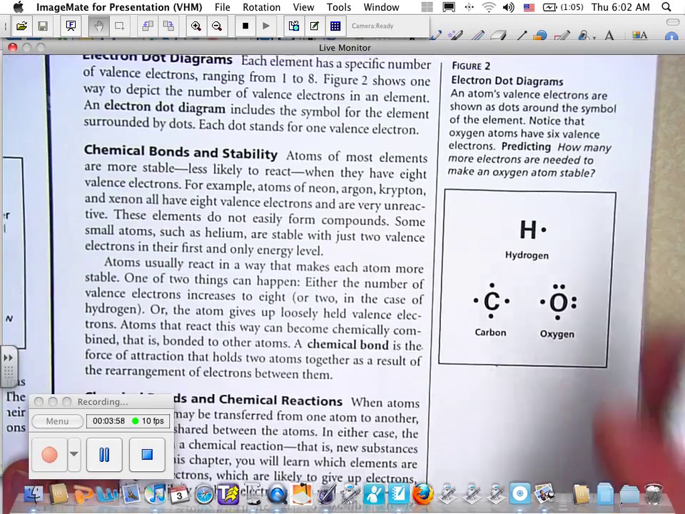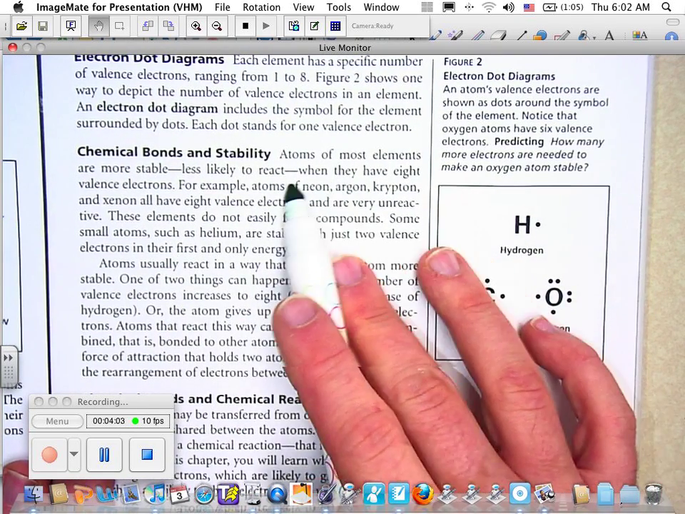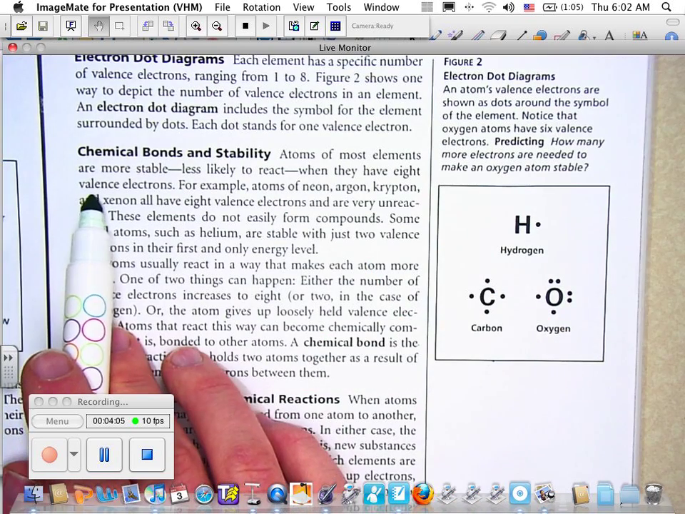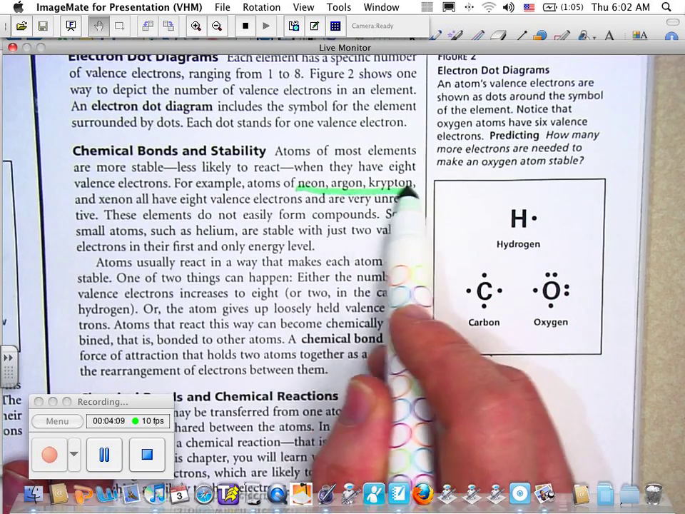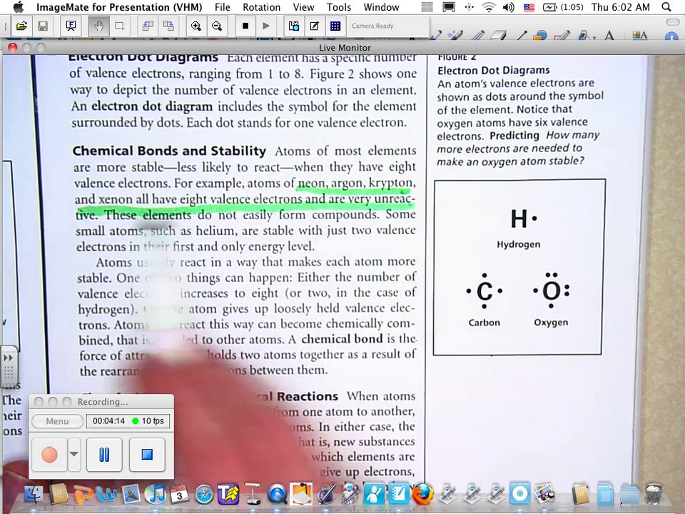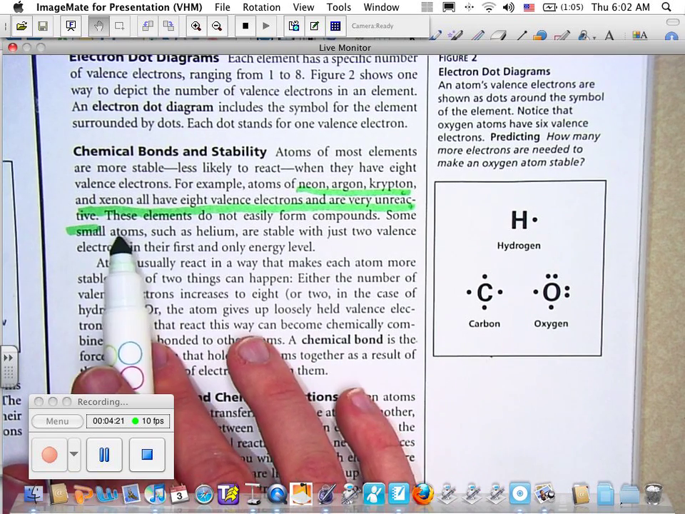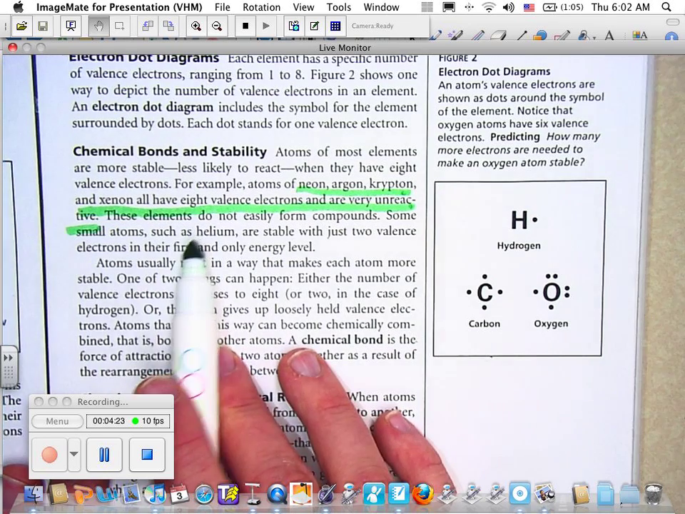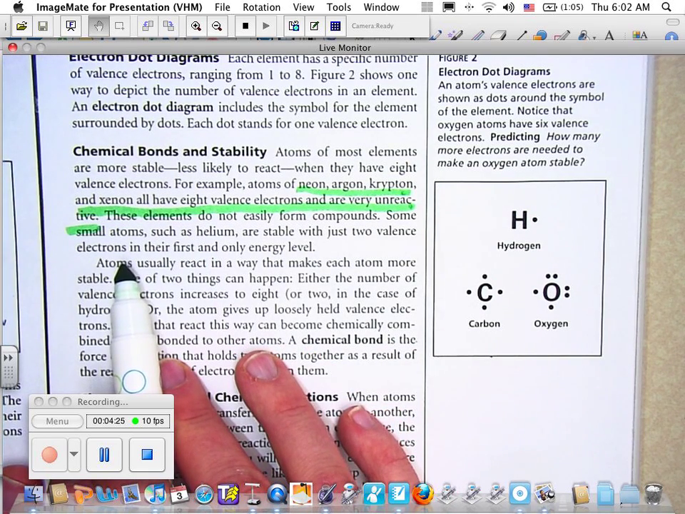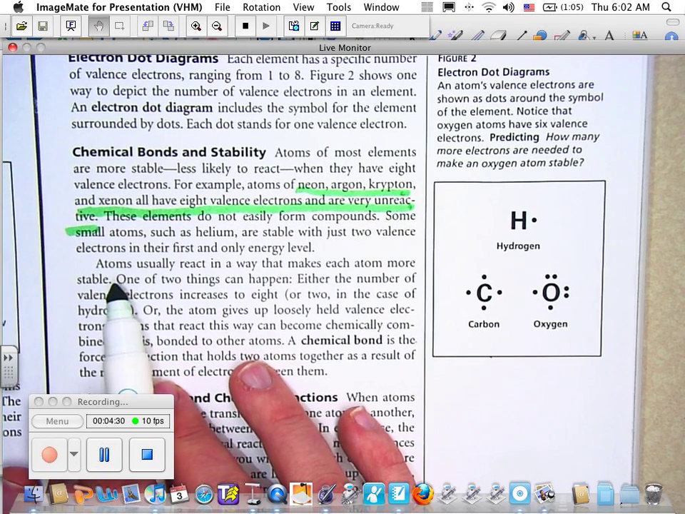Chemical bonds and stability. Atoms of most elements are more stable, less likely to react, when they have 8 valence electrons. For example, atoms of neon, argon, krypton, and xenon all have 8 valence electrons and are very unreactive. Class, do you remember? Wait a minute, what? Oh yeah, those are noble gases. Anyway, these elements do not easily form compounds. Some small atoms, such as helium, are stable with just 2 valence electrons in their first and only energy level.